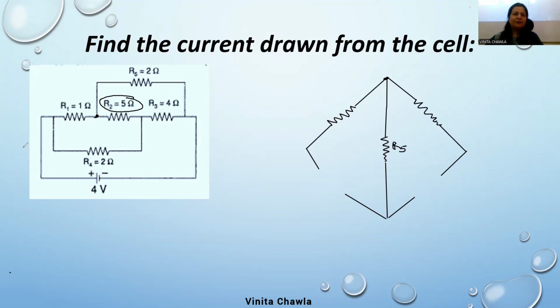Wait a minute, this is not R5, this is R2, right? This is R2. Actually, I'm getting confused between R2 and 5 ohms. So this is R2, right? This end of R2 is connected with R1 and R5 at the same end. These three are connected. So R2 is here. We can write R1 here and R5 here. We can write like this.